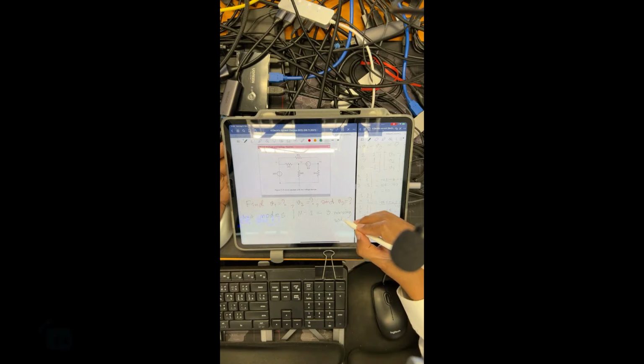There are 3 remaining nodes that we have to use. We have to find V, right? V1, V2, V3, 3 remaining nodes, right?